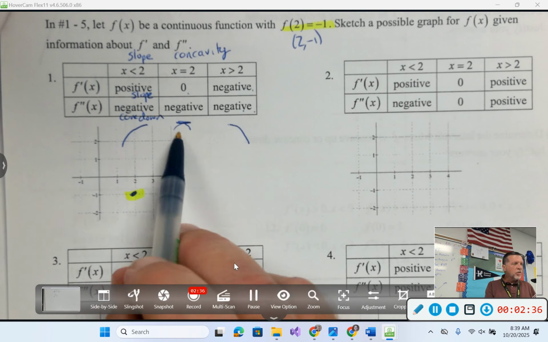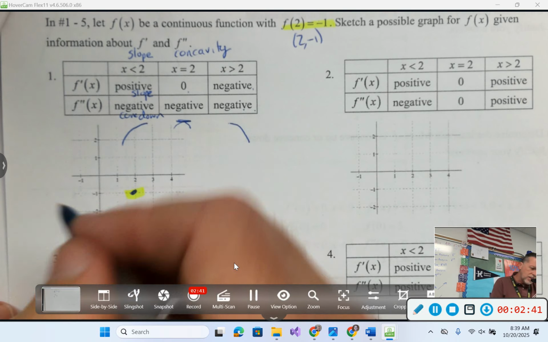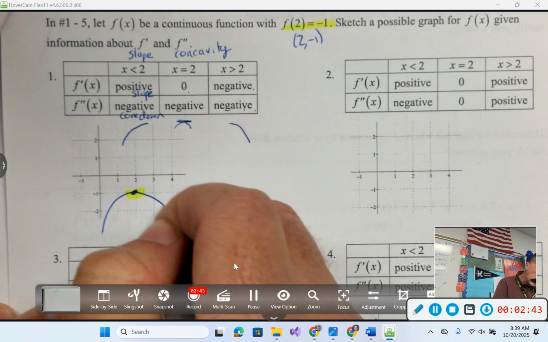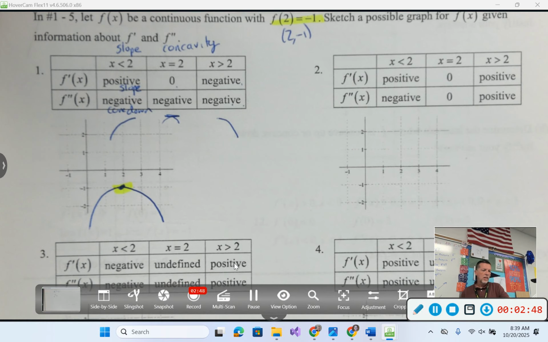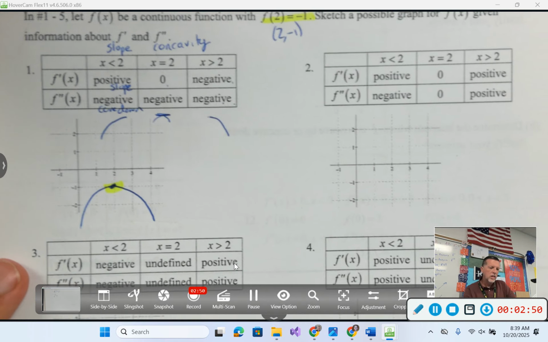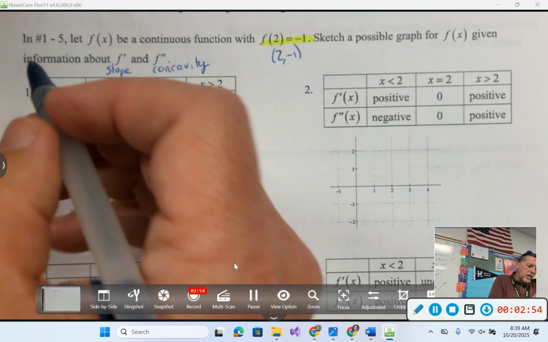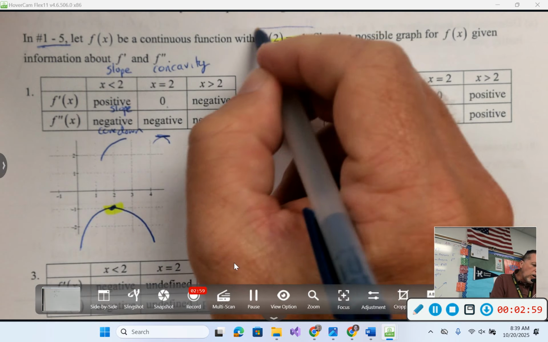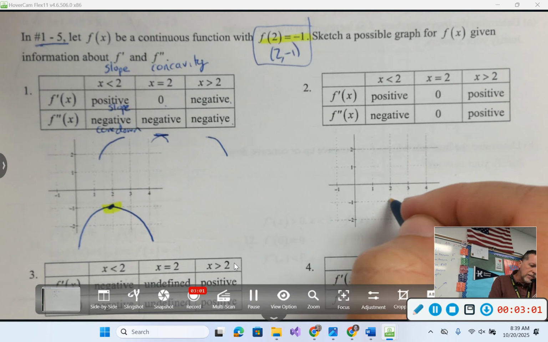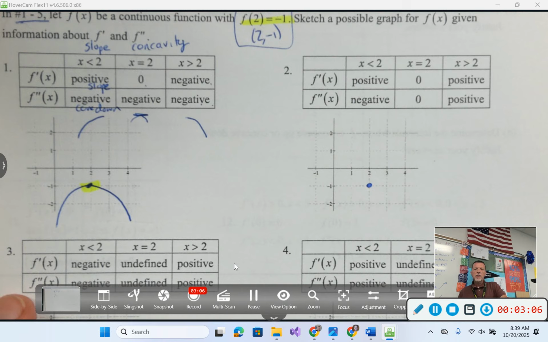So I want to put those 3 pieces of the graph together, but they have to go through this point. So something like that. Okay, back up to the directions. On 1 through 5, all 5 of those have the point (2, -1) on them. So I can put that point on number 2.